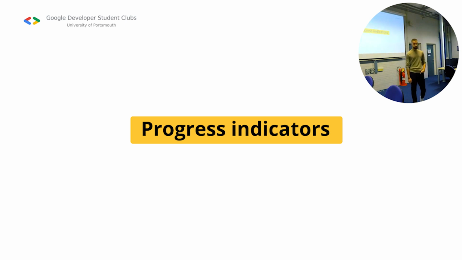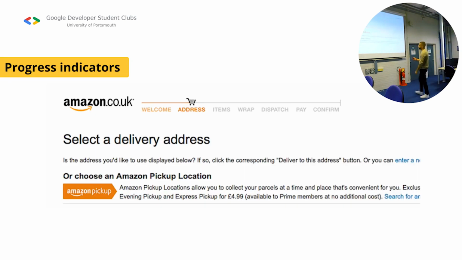Progress indicators. I mean, the name is quite obvious, and I'm pretty sure you've seen one before. Have you ever seen this when you were shopping on Amazon? This bar at the top, which tells you where you are. So this is called a progress indicator. A good progress indicator tells you where you are, how many steps are left, and it gives you more details in regards to each step.